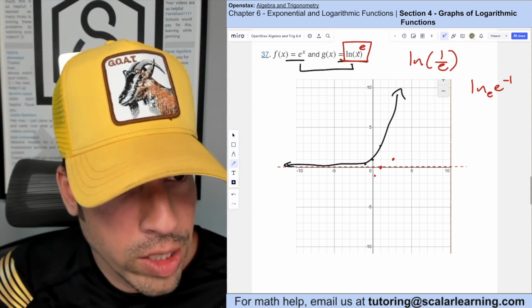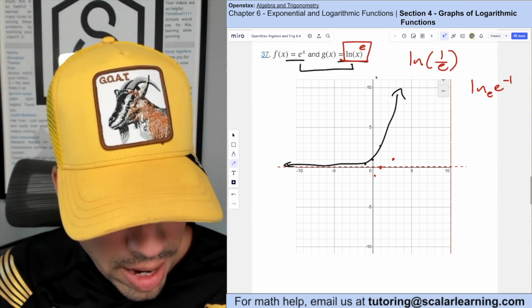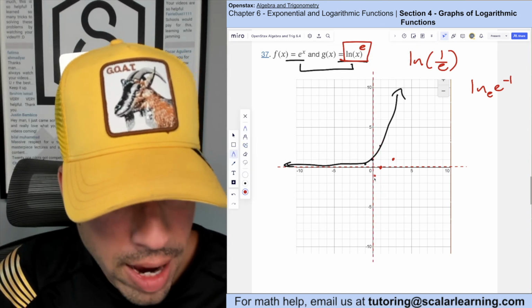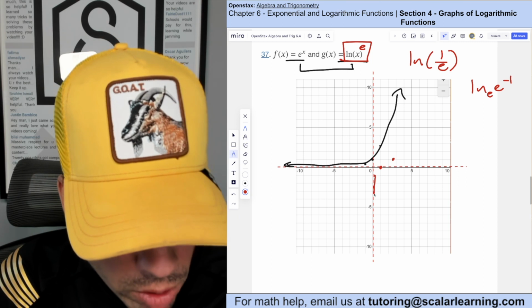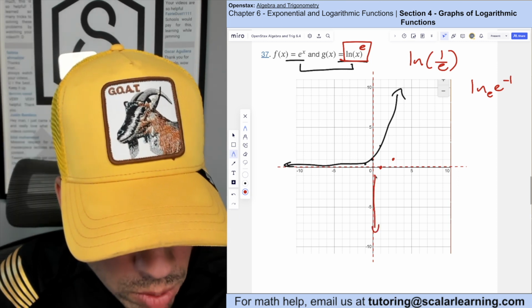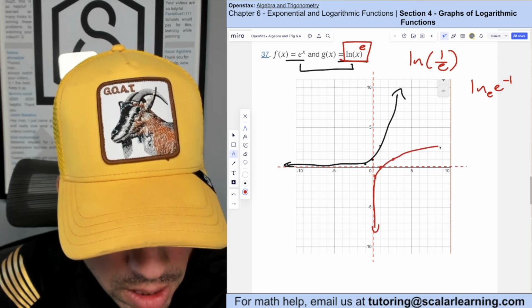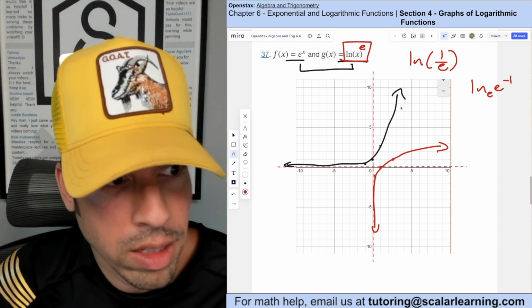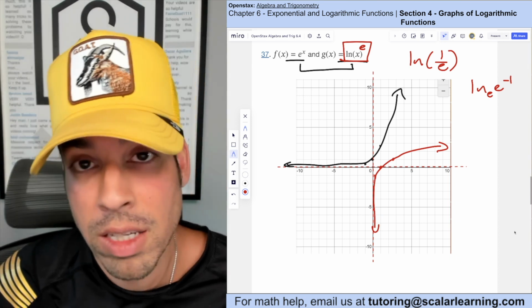And by the way, since we do have this natural log of x, x cannot be 0 or negative, which means we have a vertical asymptote there. We hug this vertical asymptote as we go down, and then shoot off like this to the right. And there you have it. So there's ln of x in red, there's e to the x in black. That's how they look together.